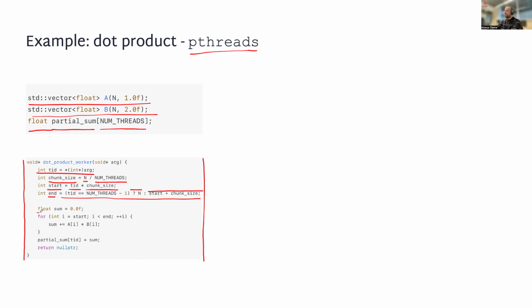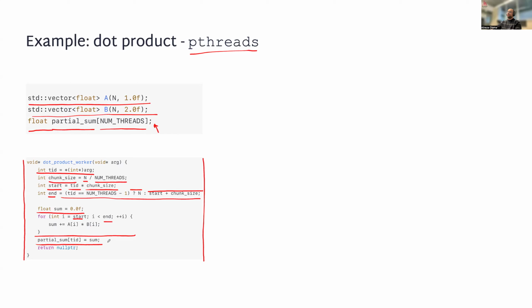And then you define this local sum variable. You compute the dot product from the start to the end of that thread. So not the whole array, just the chunk that we considered. And then we store it in this partial sum. And this partial sum is a global variable, right? Because it is not defined in the scope of this function. So it's a global variable.